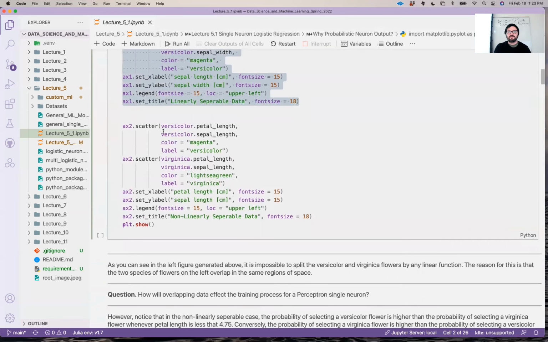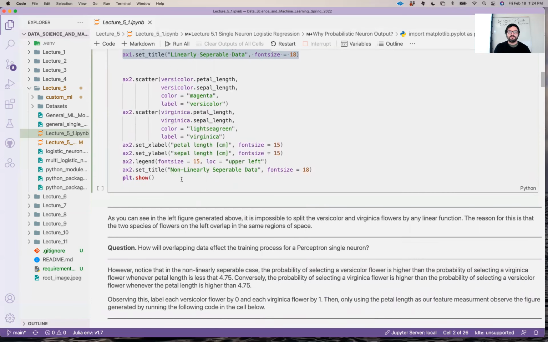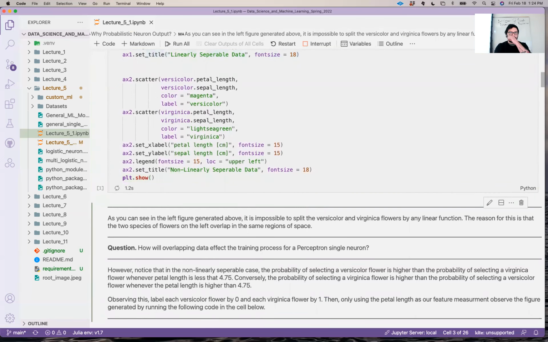Our second figure is going to be Versicolor petal length, Versicolor sepal length, and then Virginica petal length, Virginica sepal length. Same thing, so let's just run this and see what happens.